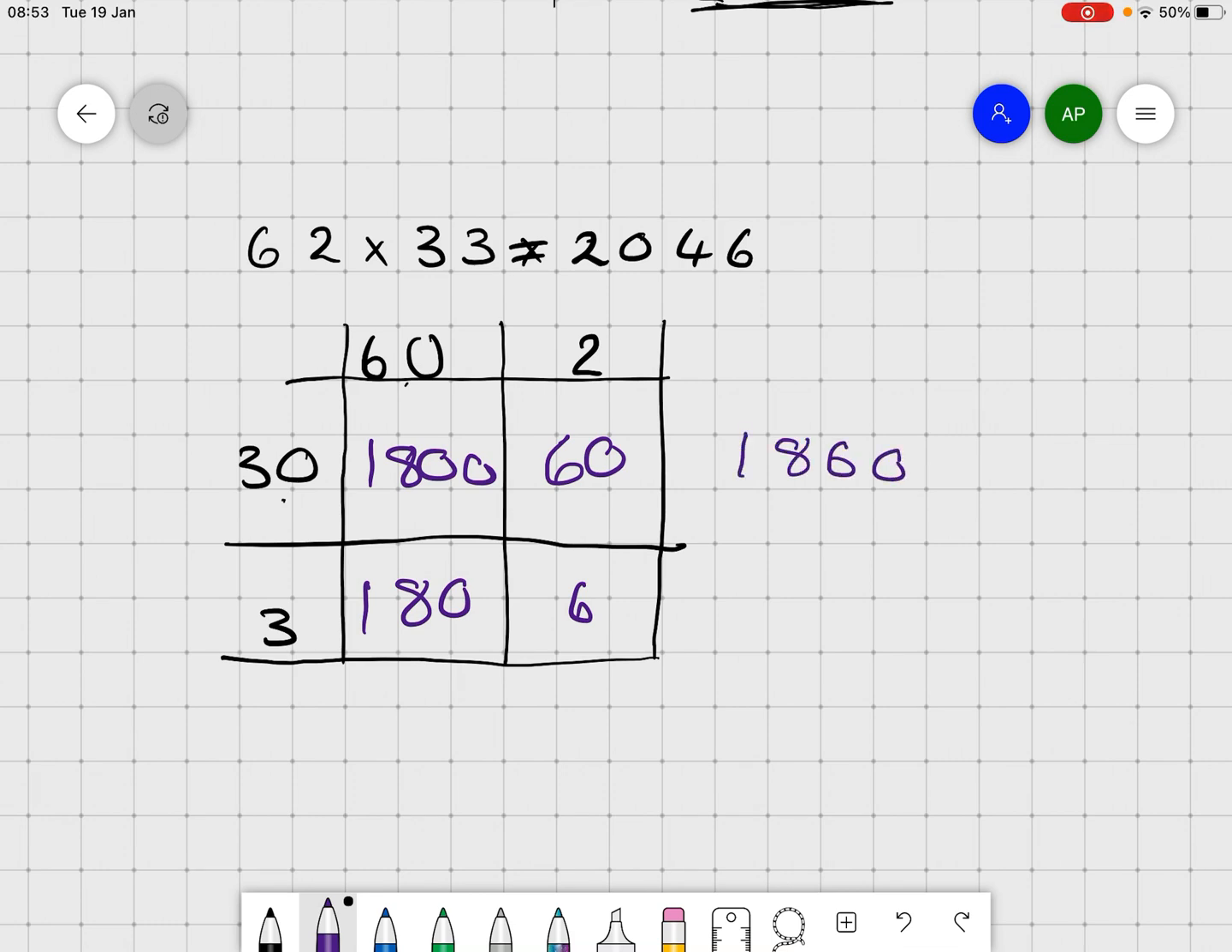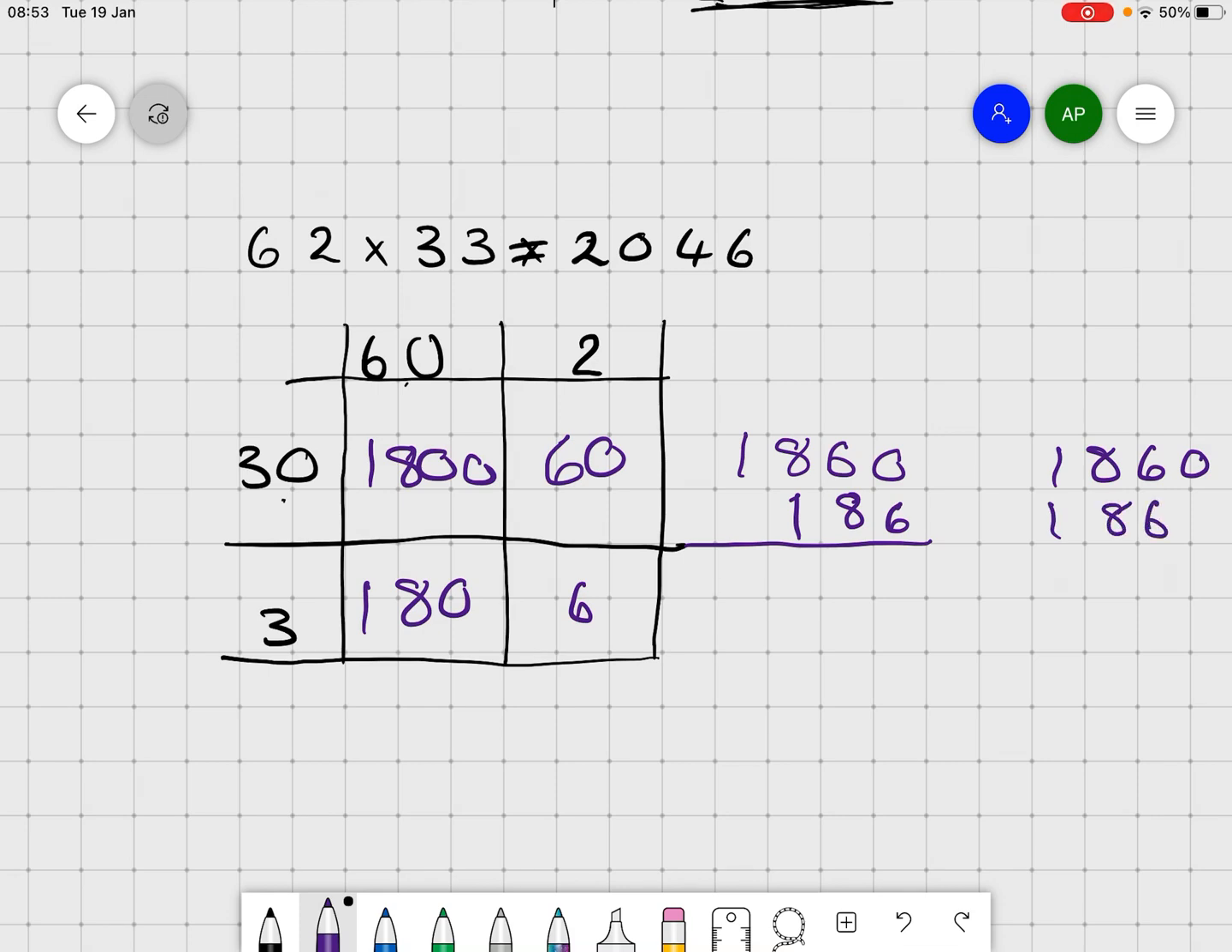Next, all I need to do is add these up. I'm going to do 1,800 add 60, so I've got 1,860, and then I've got my 180 add 6. Now you need to be really careful with this one because we've got less digits, so it's best to put our ones digit in first.